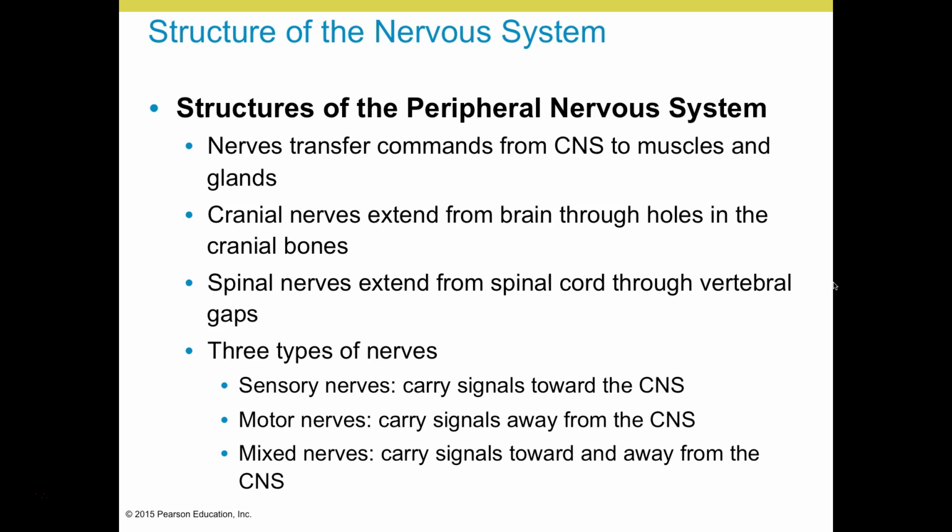I'm not going to go too much into details. We did this in anatomy and physiology. And this talks about the structures of the peripheral nervous system, which is basically the nerves that extend out of your spinal cord. You have the sensory nerves, motor nerves, and your mixed nerves.